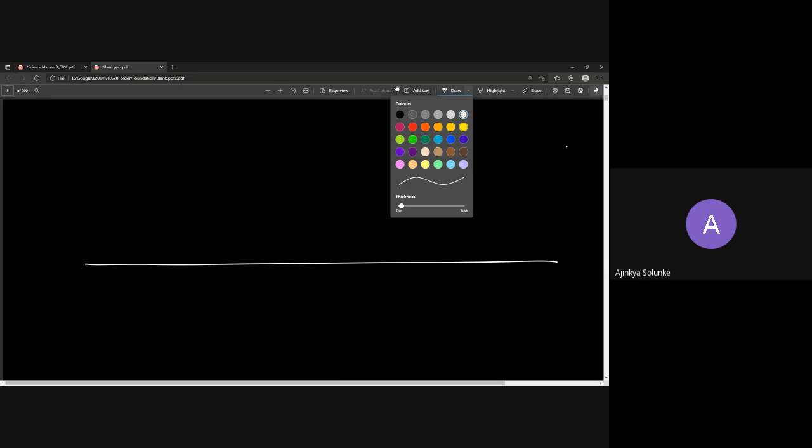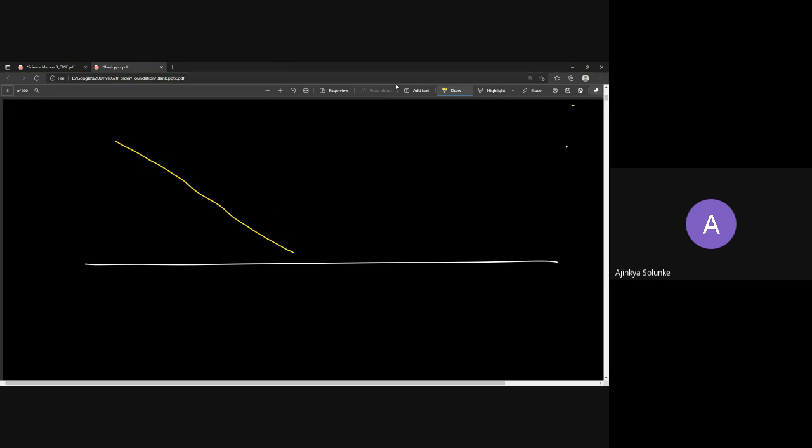So this is your surface and this is your incoming ray. And what is the technical name for it? It is called the incident ray.